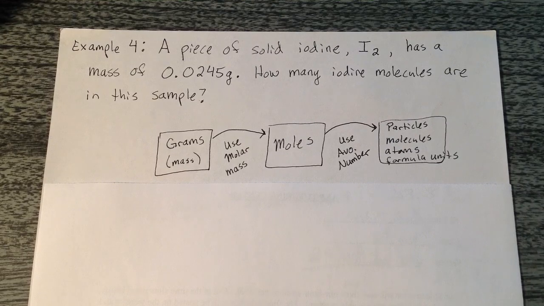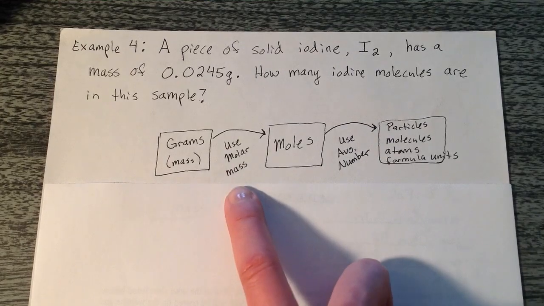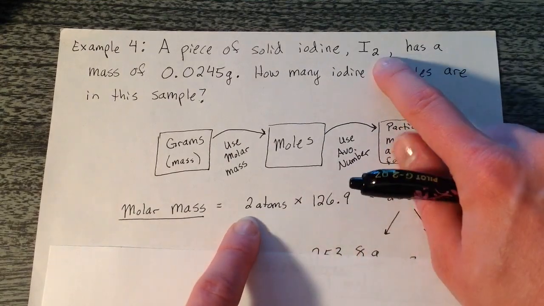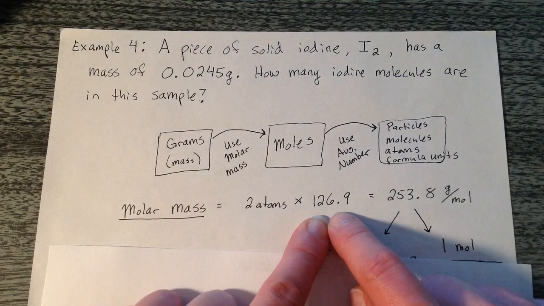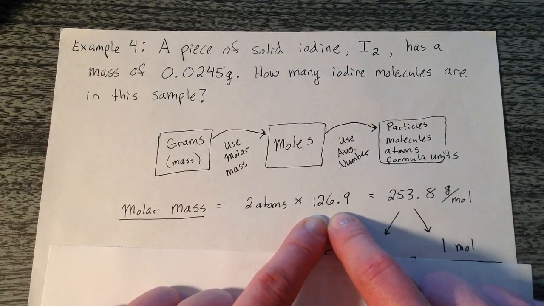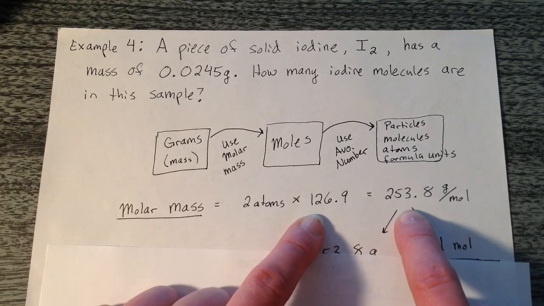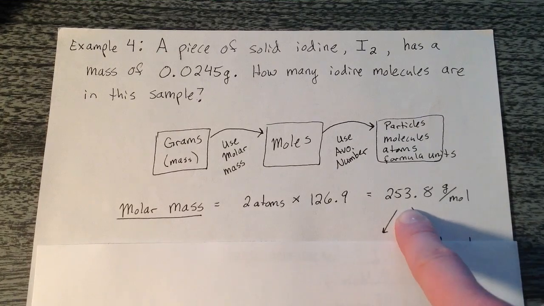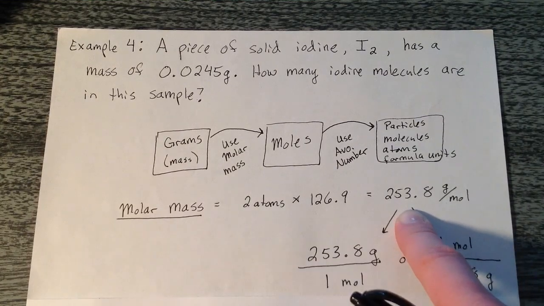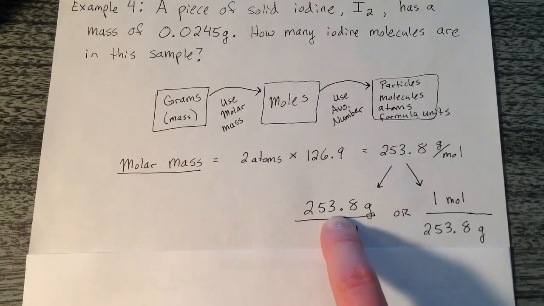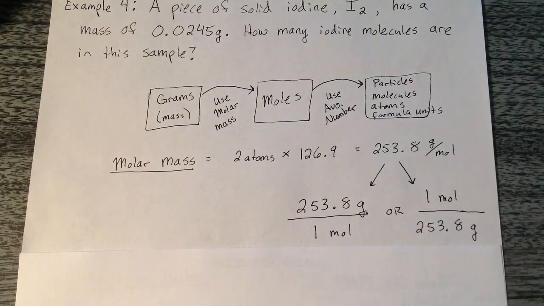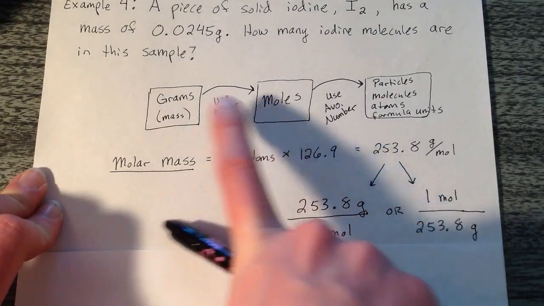Okay, welcome back. Now let's go through what I have for my answer. So first I calculated the molar mass, and I did that by taking 2 atoms of iodine from the subscript. The 126.9 came from the periodic table. When I multiplied those, I got a molar mass of 253.8 grams per mole. I wrote those as 2 different fractions for conversion factors, 253.8 grams on top over 1 mole, or the 1 mole on top over 253.8 grams. So that'll help me get to moles.